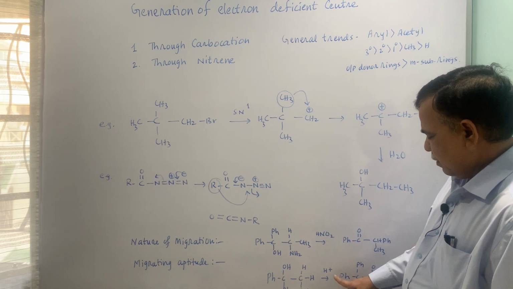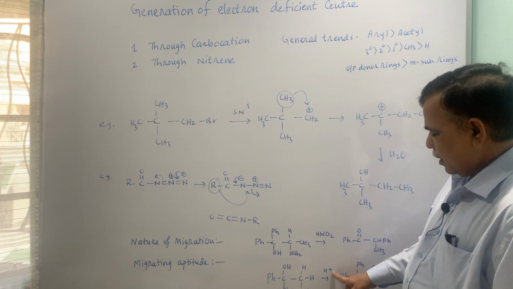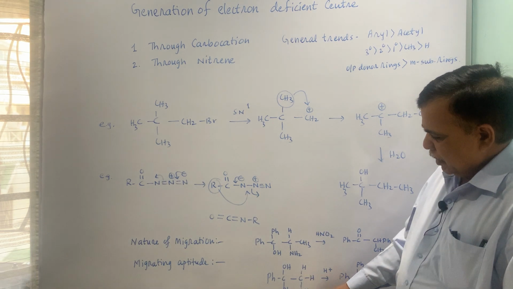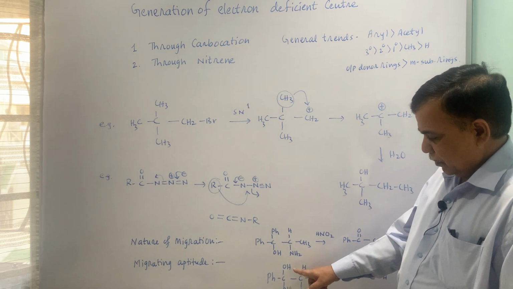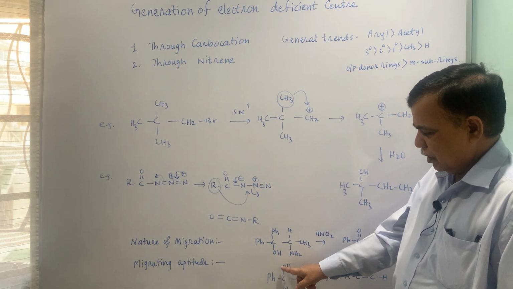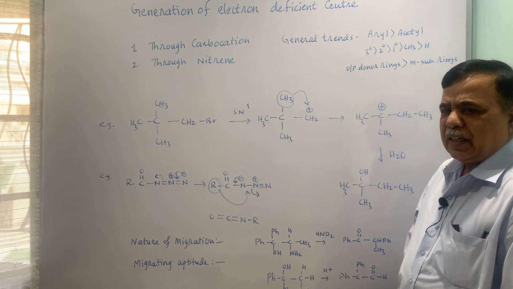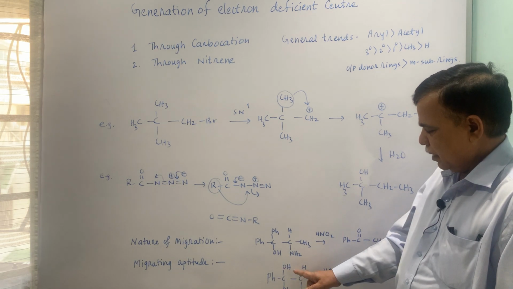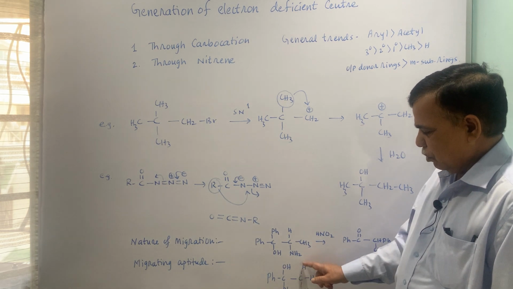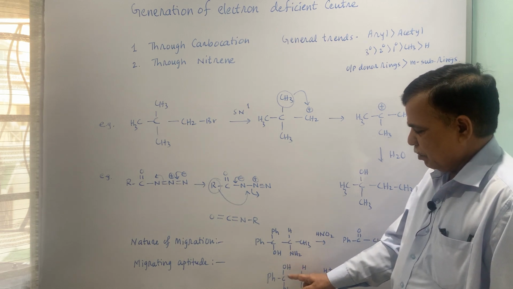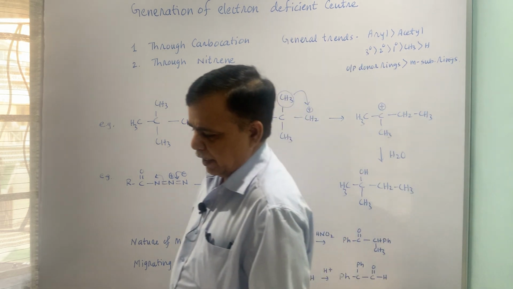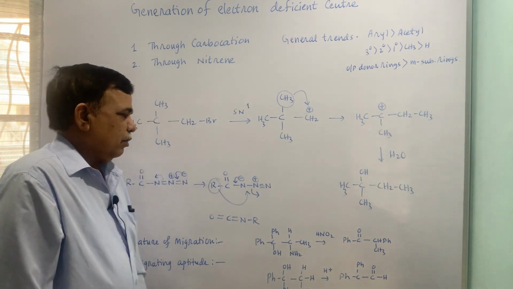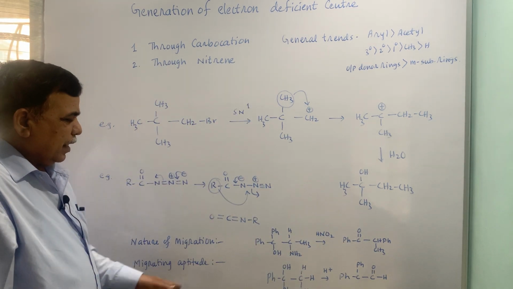Second one, the H plus, the protonation of this or this is theoretically possible, but this is preferred because this will give you the benzylic and tertiary carbonium ion. And now here you have got two hydrogens, so one of the hydrogens migrates as hydride and you get eventually the aldehyde. Now, that is regarding the migrating aptitude.